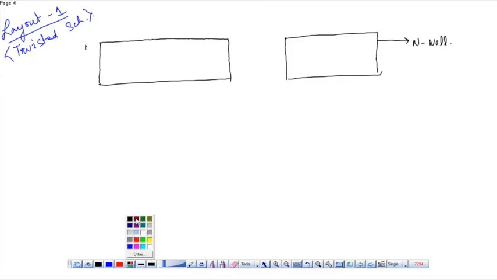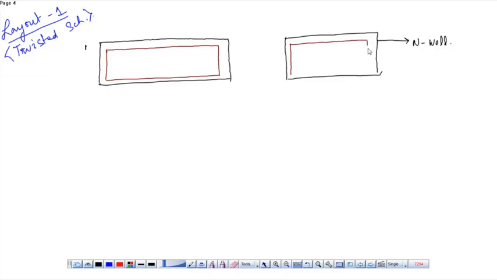After the N well we have the P diffusion layer. This is the P diffusion layer. This is also the P diffusion layer. Similarly, we have to place the, now this is our PMOS part.